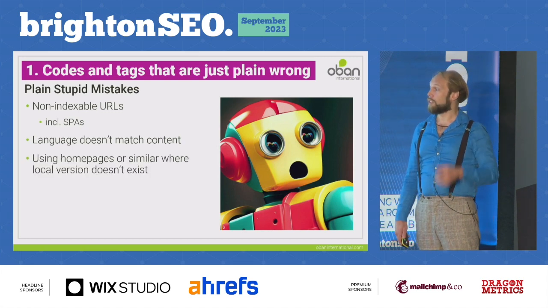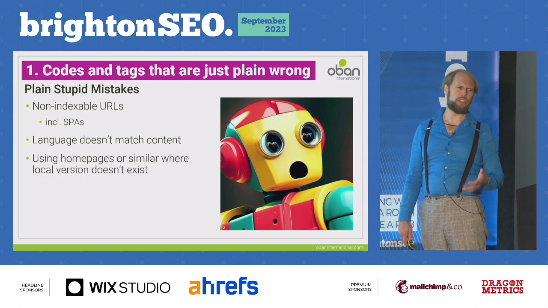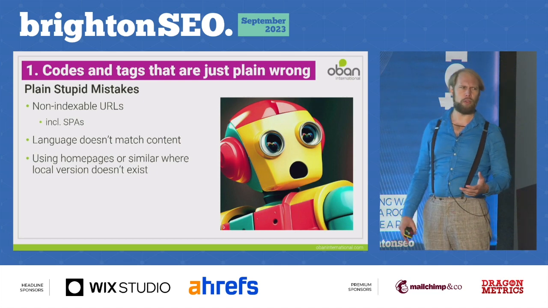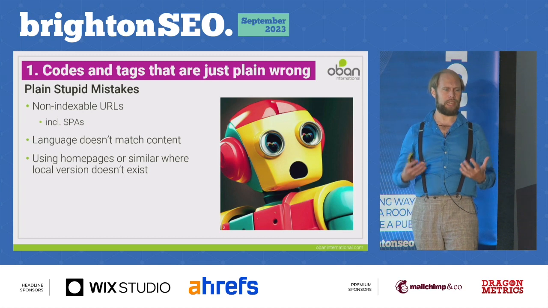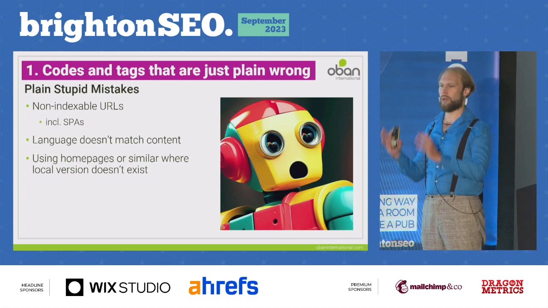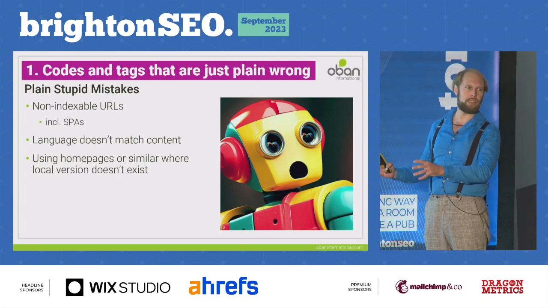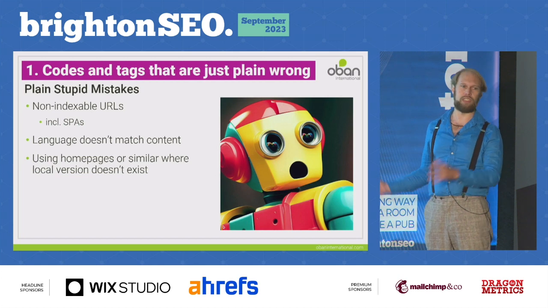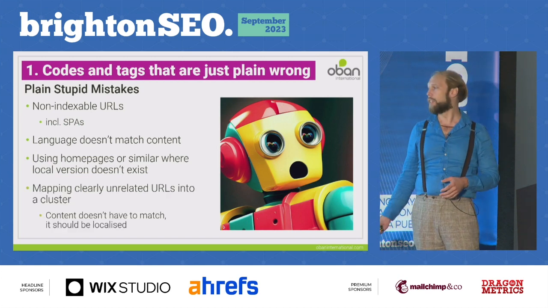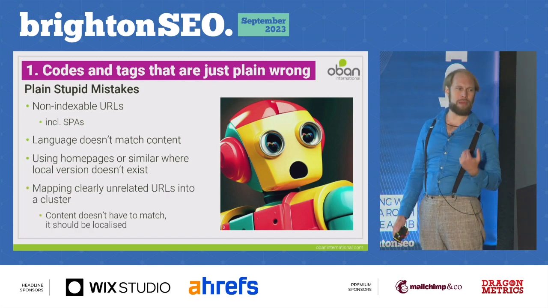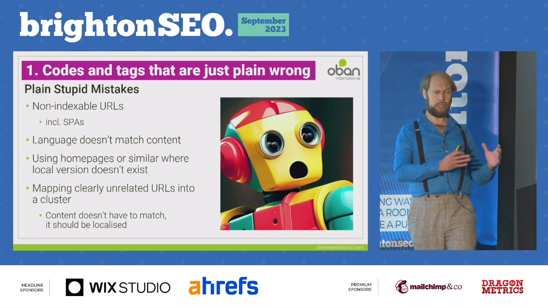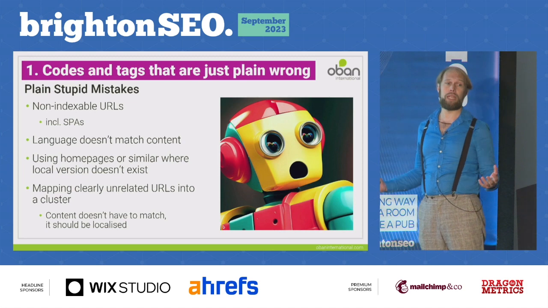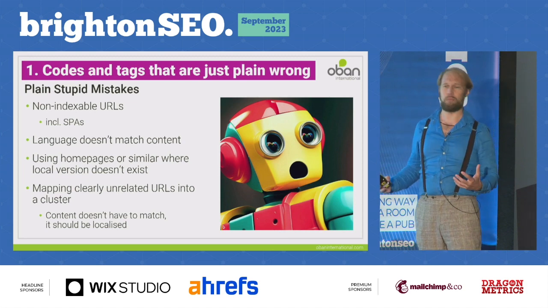And then using home pages or other generic pages, this is something we see quite often. So within a cluster, they do need to be ostensibly the same page. You shouldn't just say, okay, well, I don't have a page for this country and language, so I'm just going to mention the home page instead. So yeah, you need to be mapping together related pages. They can be localized, they can be written by different people, but they need to be basically on the same topic.